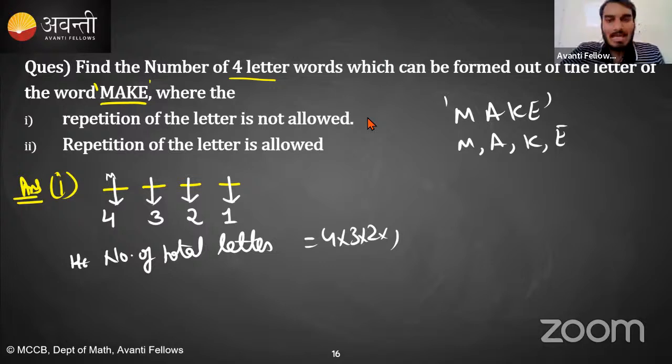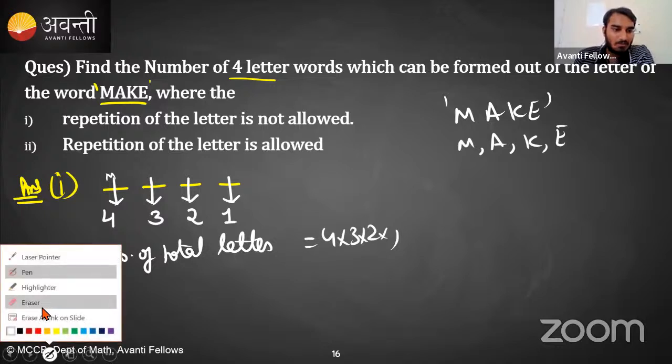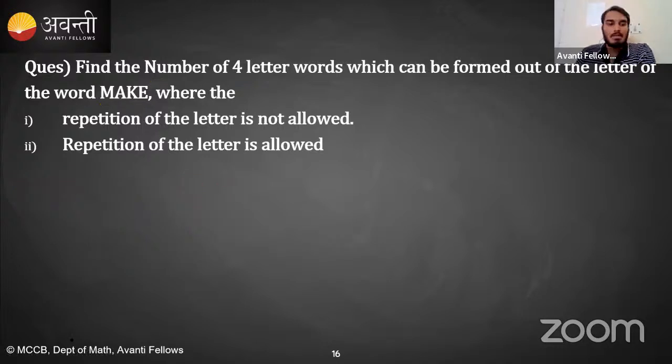Okay. So as I was saying, we have to make the 4-letter word. Let me just do it again because there is some network issue here, so maybe my voice is not clear to some of you. The question is: find the number of 4-letter words which can be formed out of the letters of the word MAKE, where first part is repetition is not allowed.